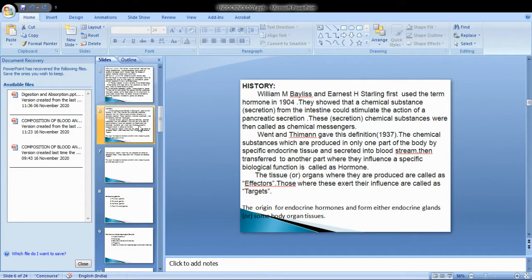The tissues or organs where they are produced are called effectors. Those where these exert their influence are called targets. The origin of endocrine hormones is either endocrine glands or some body organ tissues.